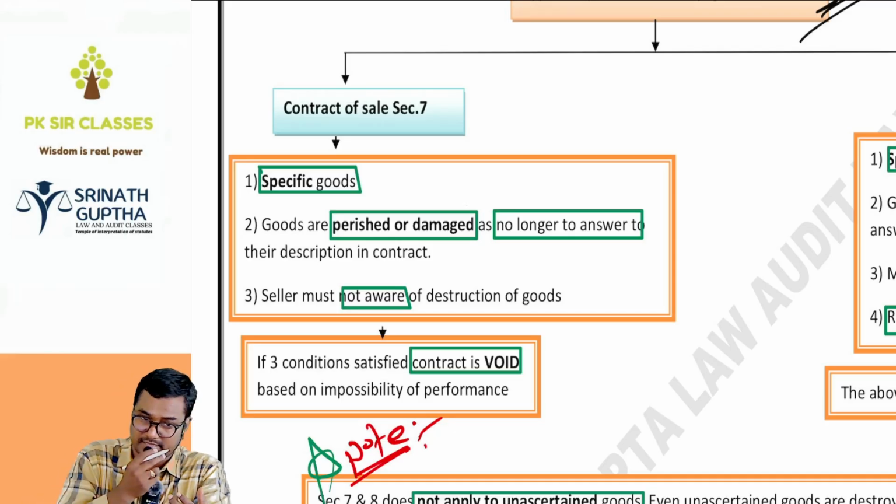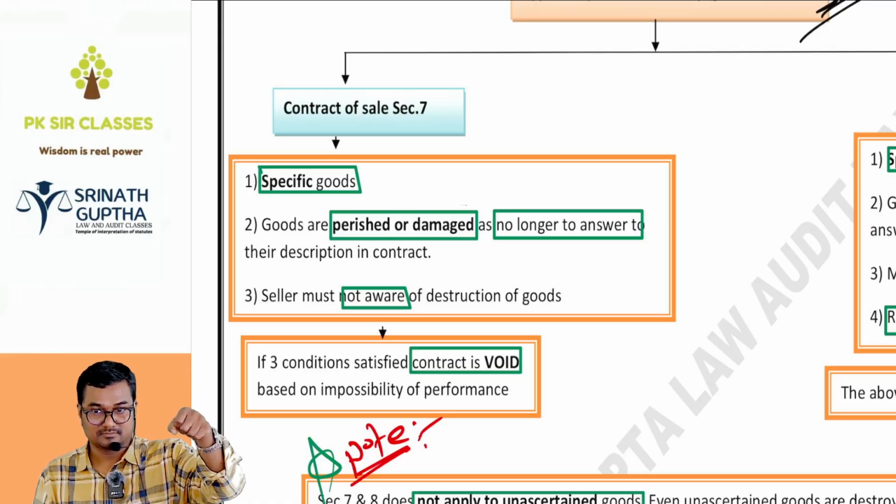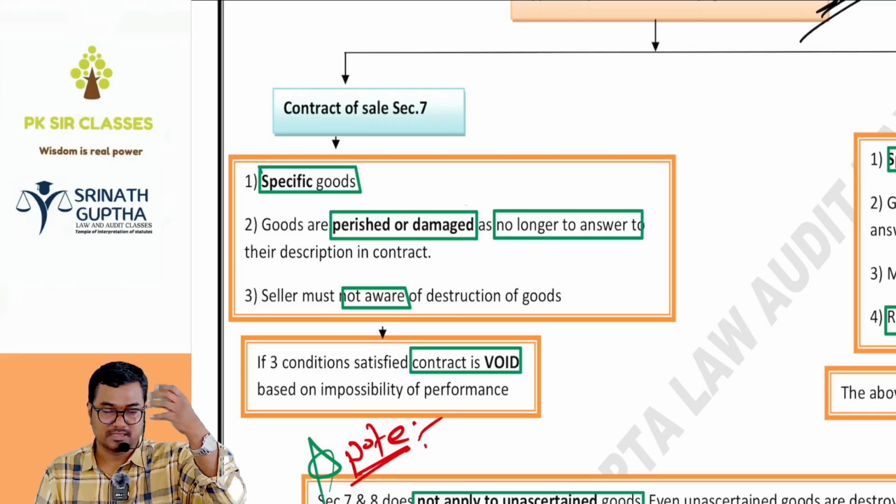We discussed a beautiful case law example. Flowers become petals, only the stem is left. Yes or no, sir? Can I call it a flower?